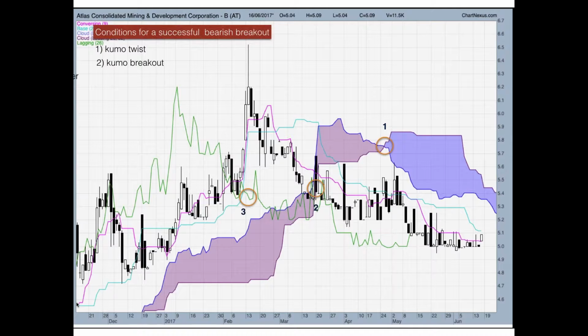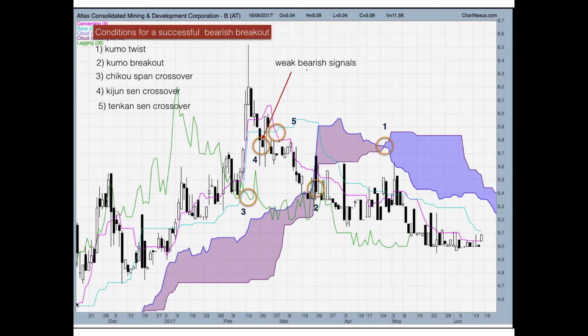Third, the Chikou span broke below price. Fourth, the price broke below the Kijun-sen. Fifth, the Tenkan-sen broke below the Kijun-sen. These are weak bearish signals because the prices were still above the Kumo, and these signals happened above the Kumo. Nonetheless, prices still managed to break below the Kumo, and now Atlas is trending down.